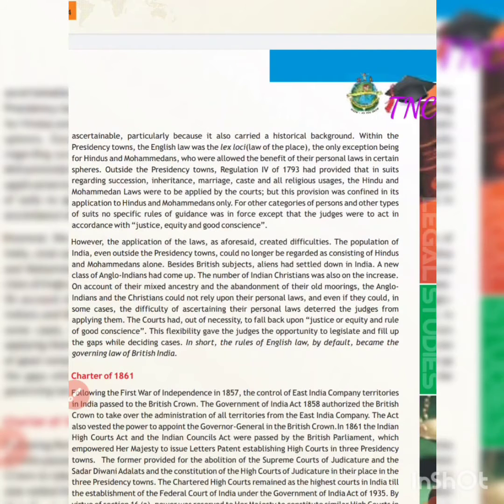So, whatever they found suitable, they would apply English law to Indian society, Indian people, and their situations and problems, to administer justice on the basis of equity and good conscience.